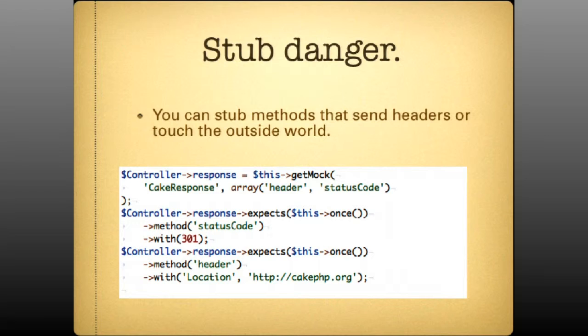This basically does the same type of thing as before. We stub out the response property with a cake response object and stub out two methods. We then expect that there will one time be a call to method. The method is status code, and we expect it to be called with a 301. We have a second expectation that header will be called once, and the location, and you'll get two parameters. The first will be the string location. The second parameter is an address.